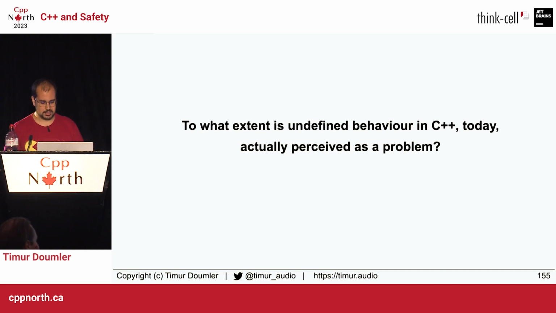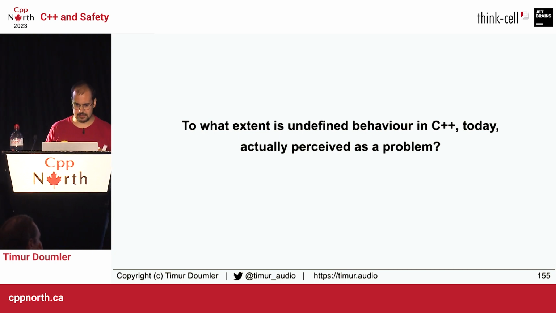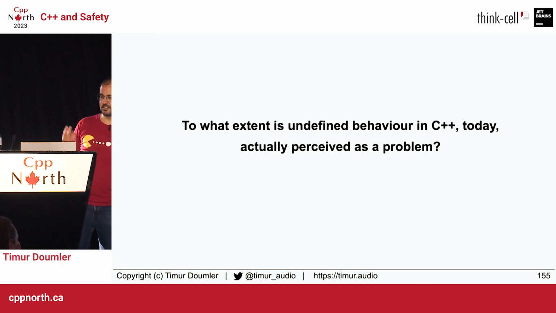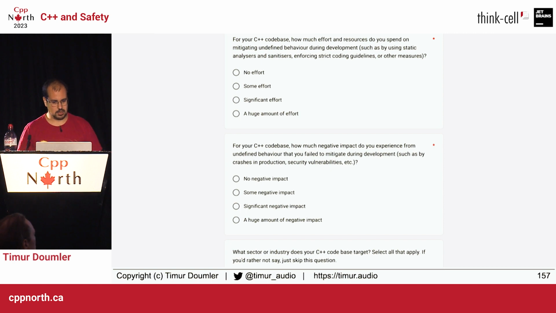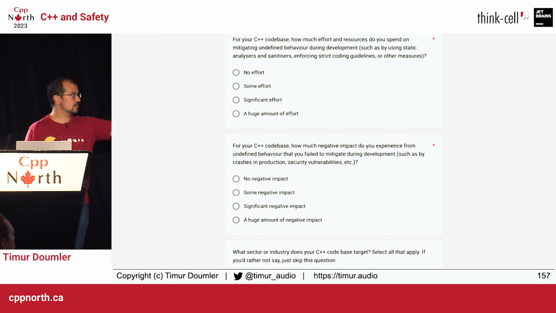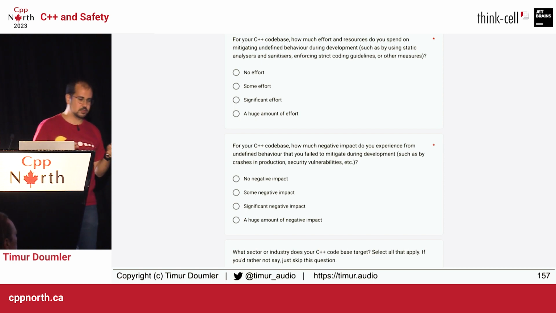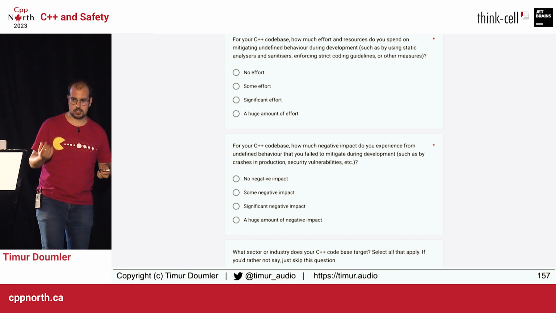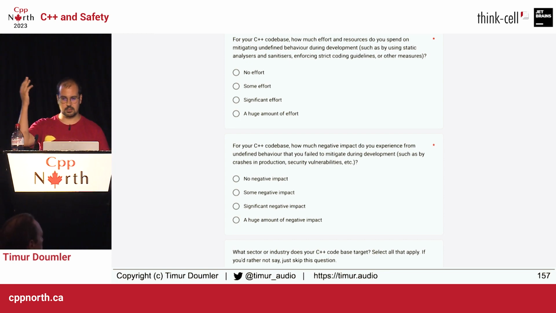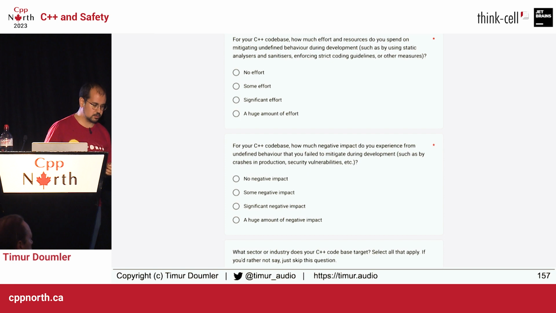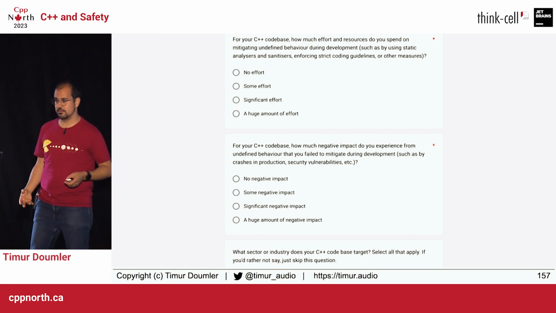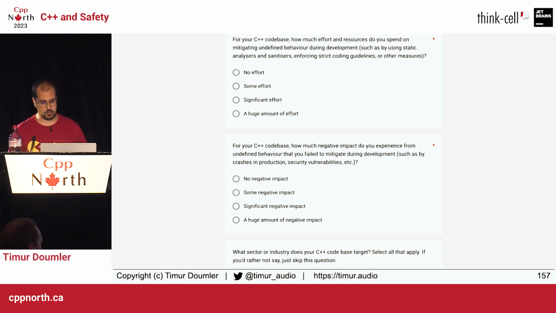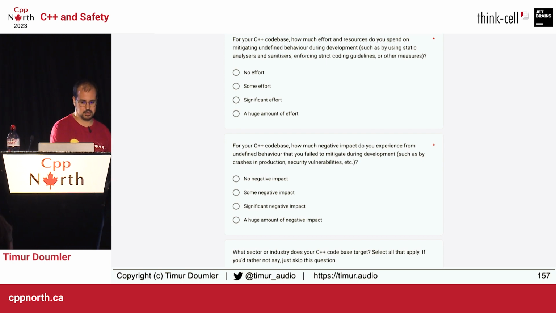So I actually did a little experiment here. To what extent is undefined behavior in C++ today actually perceived as a problem? I collected some data. I had this little questionnaire where I said basically, can you answer these 3 questions? Like, how much effort and resources do you spend on mitigating UB in your code? That was question number 1. And it's basically no, some, significant, or a lot. And then the second question was, after you've done all of that, how much UB do you still have left in your code that is a real problem for you? Or how much of a problem is that? And it's none, a little bit, significant, or a lot.